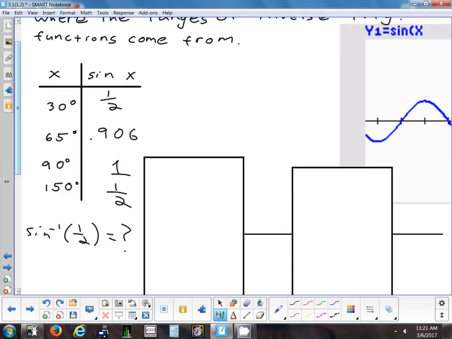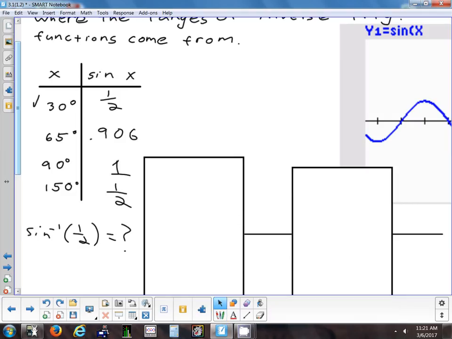Depending on what you want to pick as the correct answer, they could both be correct, but we have to agree on which one we're going to use. Are we going to use the 150 or are we going to use the 30? Yeah, we are going to use the 30. Okay? And I'll show you a picture of why that's the one we would use.